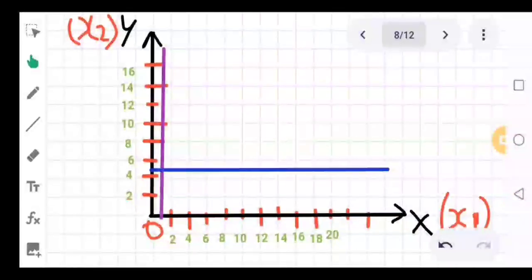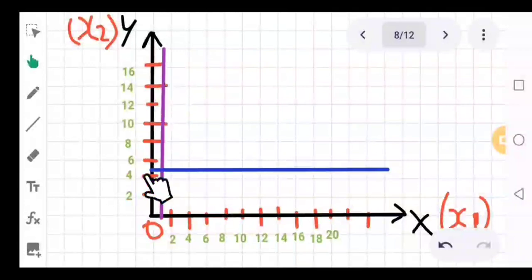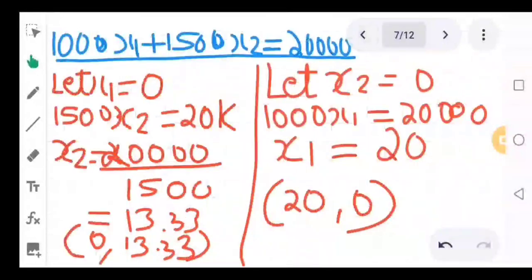So x2 is equal to 5. Here x1 is equal to 1. These two I have drawn. The next thing which I will be drawing is this.